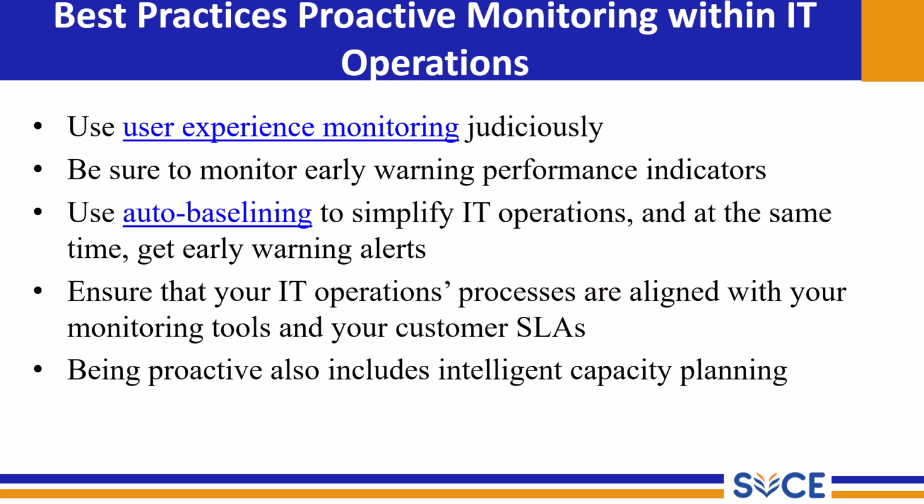The first one is to use user experience monitoring judiciously. Be sure to monitor early warning performance indicators, or use auto baselining to simplify IT operations and at the same time get early warning alerts, and ensure that your IT operations processes are aligned with your monitoring tools and your customer service level agreement. Being proactive also includes intelligent capacity planning.